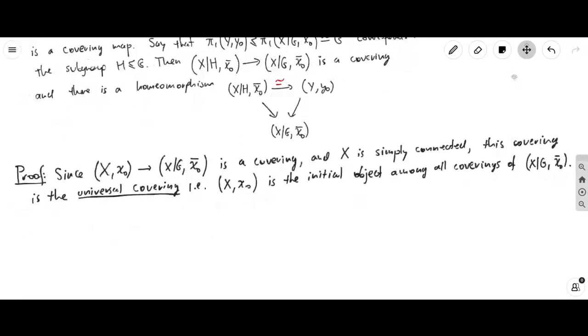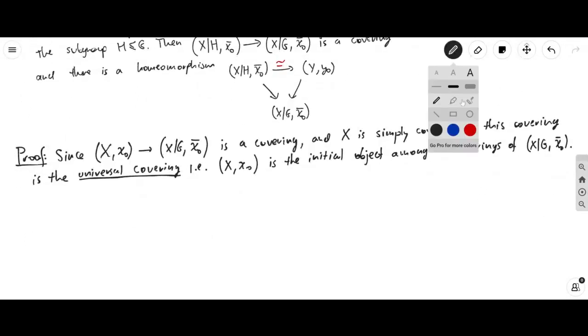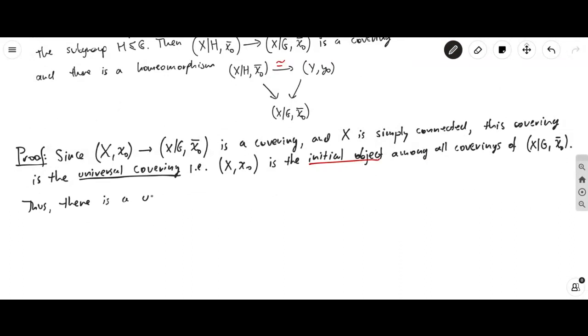And because it is an initial covering, there's a unique... so what does it mean to be an initial object? It means there is a unique morphism, let's call it alpha, from x to y, such that the following diagram commutes. And that diagram would be this.